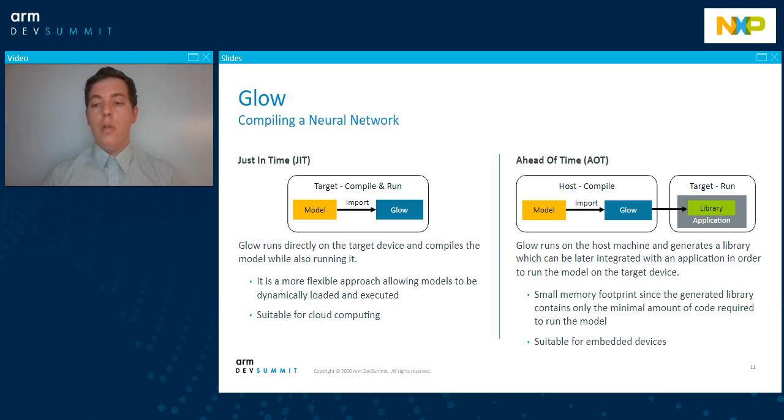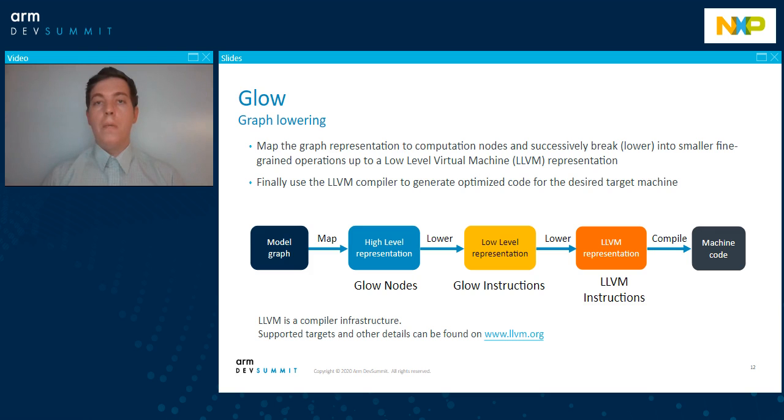Next, I will show you a couple of things, which is basically the compilation pipeline, which is done by Glow. So Glow achieves the translation between high-level mathematical operators and low-level machine instructions through a technique called graph lowering, which is used in conjunction with the LLVM compiler infrastructure.